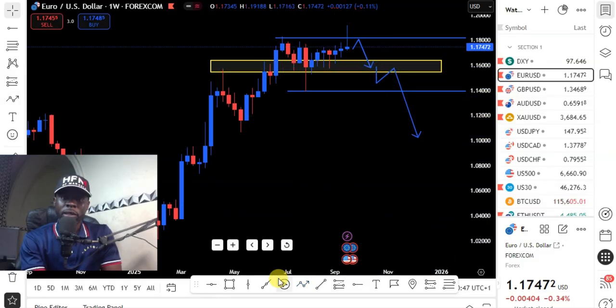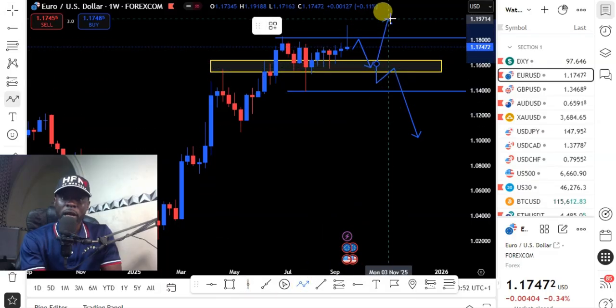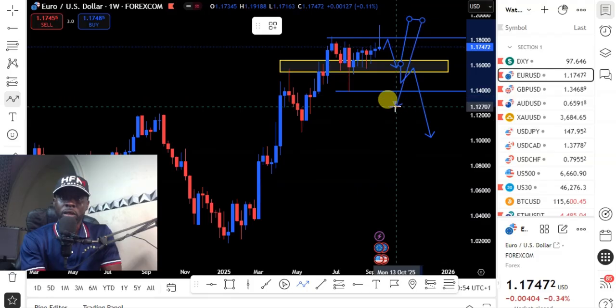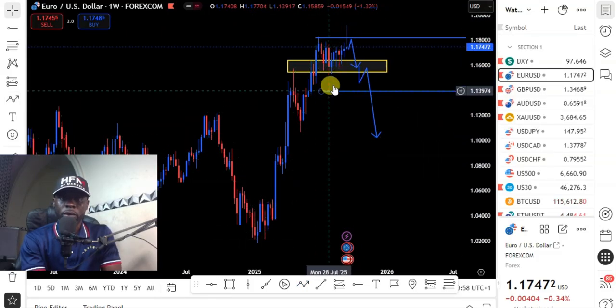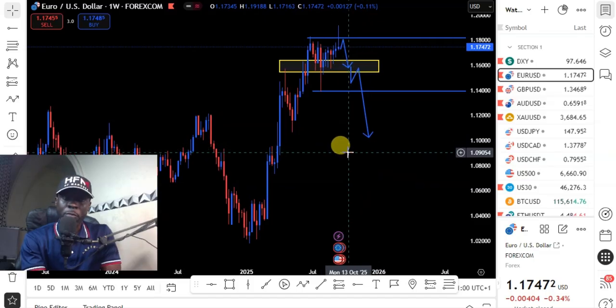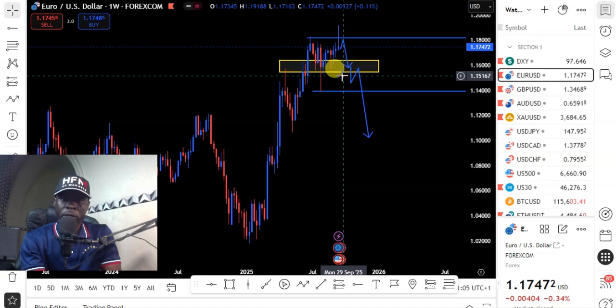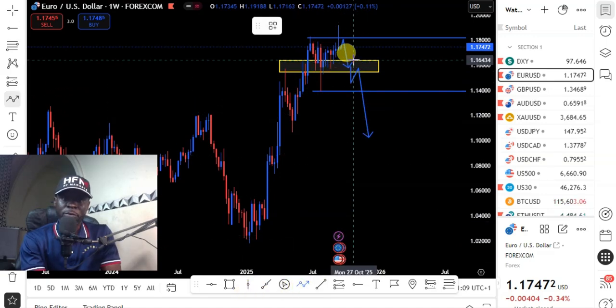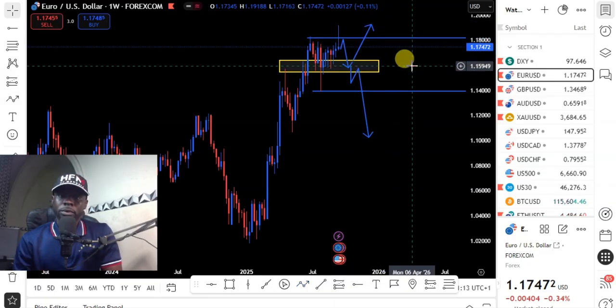But if price fails, we might be seeing price resuming uptrend because we still have an uptrend structure on the EURUSD. We still have a series of higher lows on EURUSD. So we expect more buying once price breaks this level. If price breaks this support level, we might be seeing further buy for the EURUSD. But if price fails, we expect price to resume uptrend from this level. So that is for the weekly.